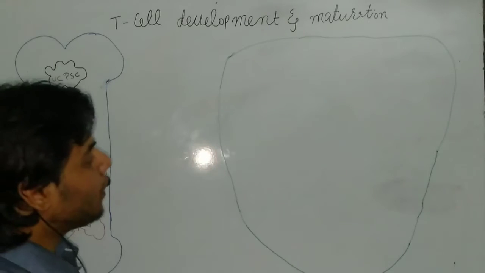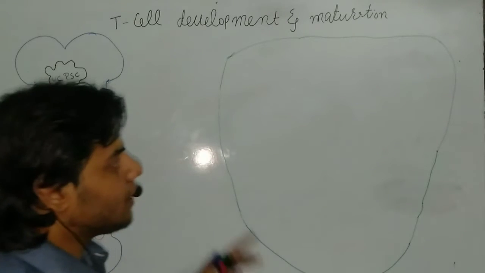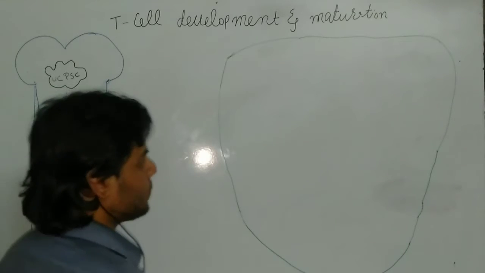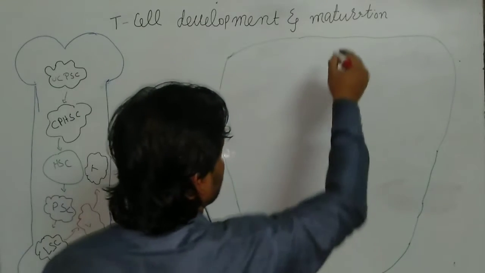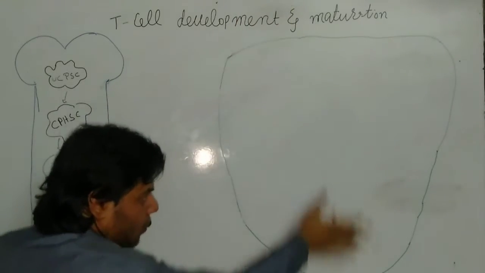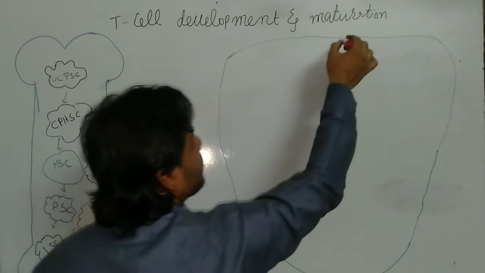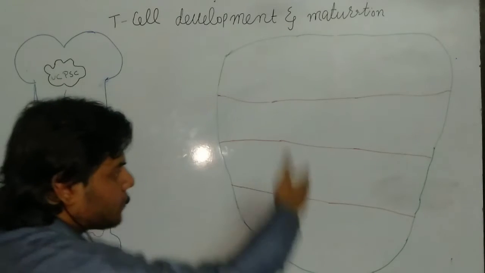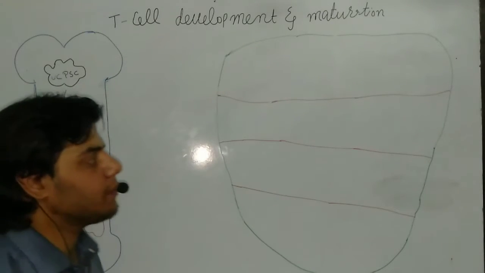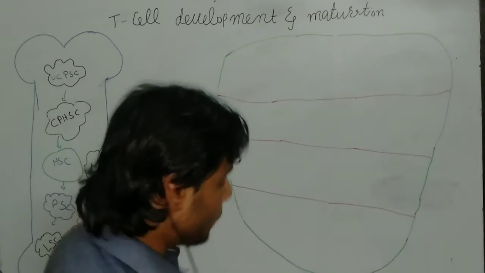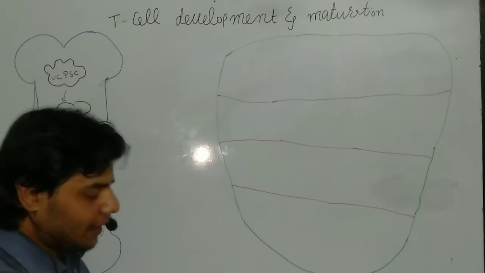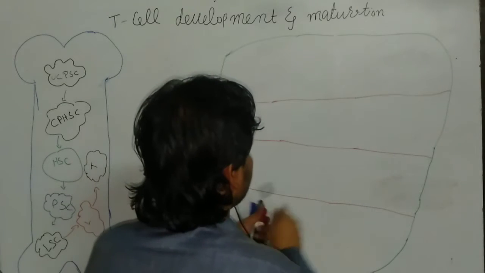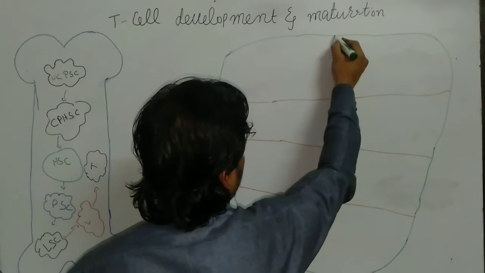Inside this thymus there are different regions. Let me draw each region. So actually this is the cross section of the thymus. We have different portions of the thymus. Let's suppose these are the layers of the thymus, as you can see. So each layer, let me write the name of each layer. This is the lymphoid organ which we call thymus.